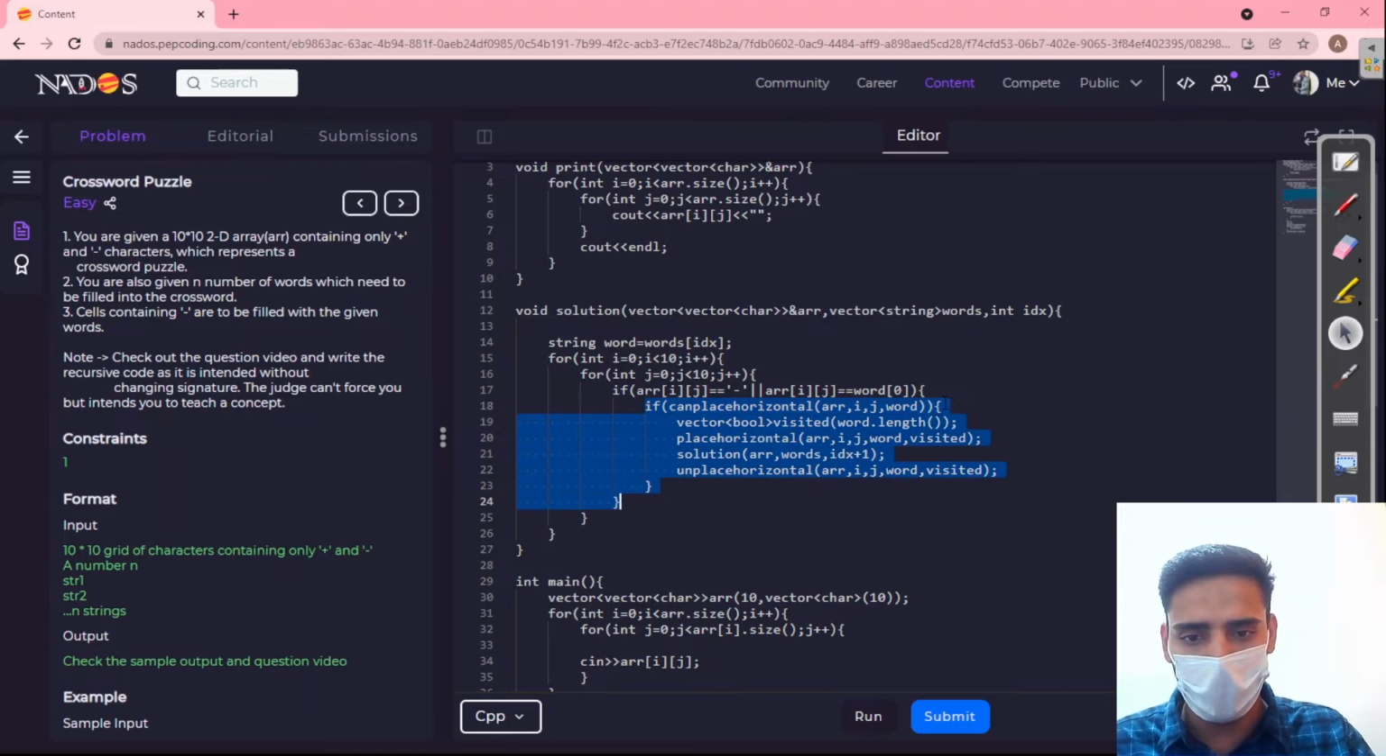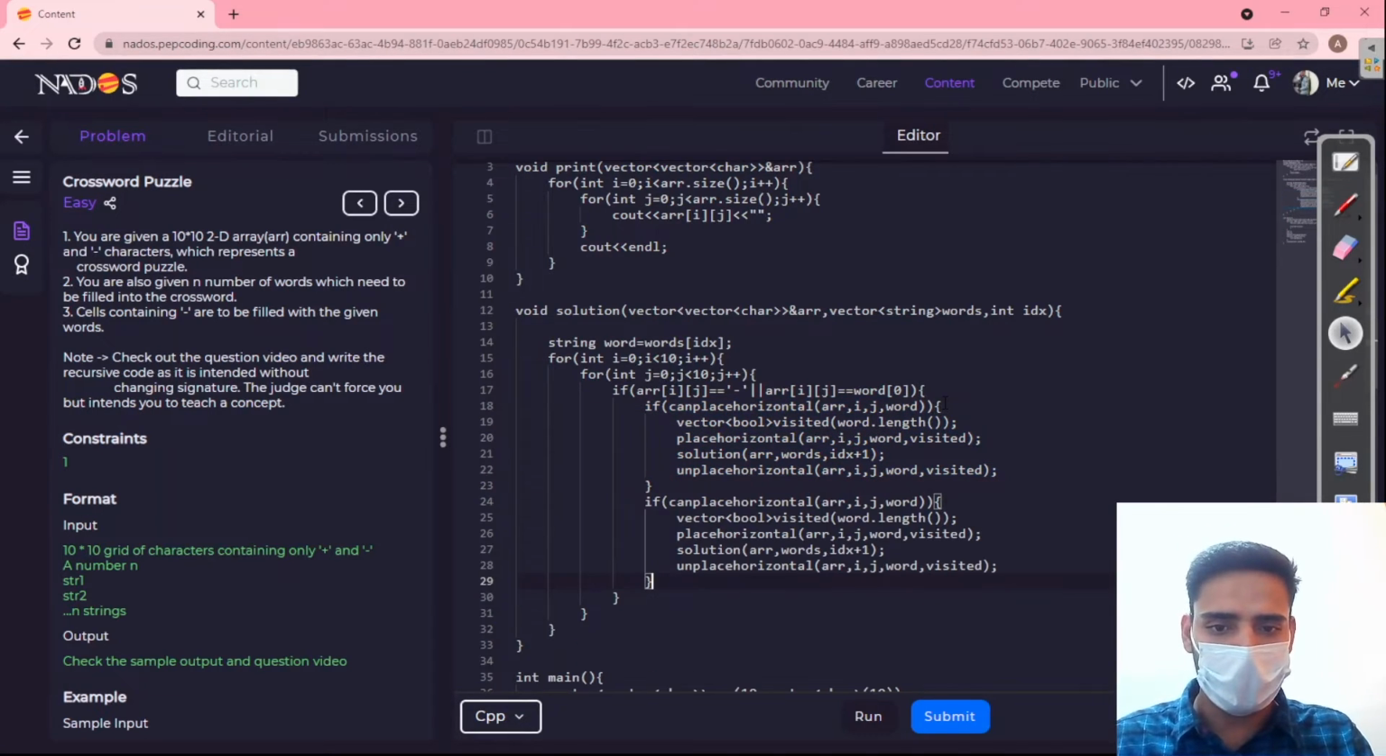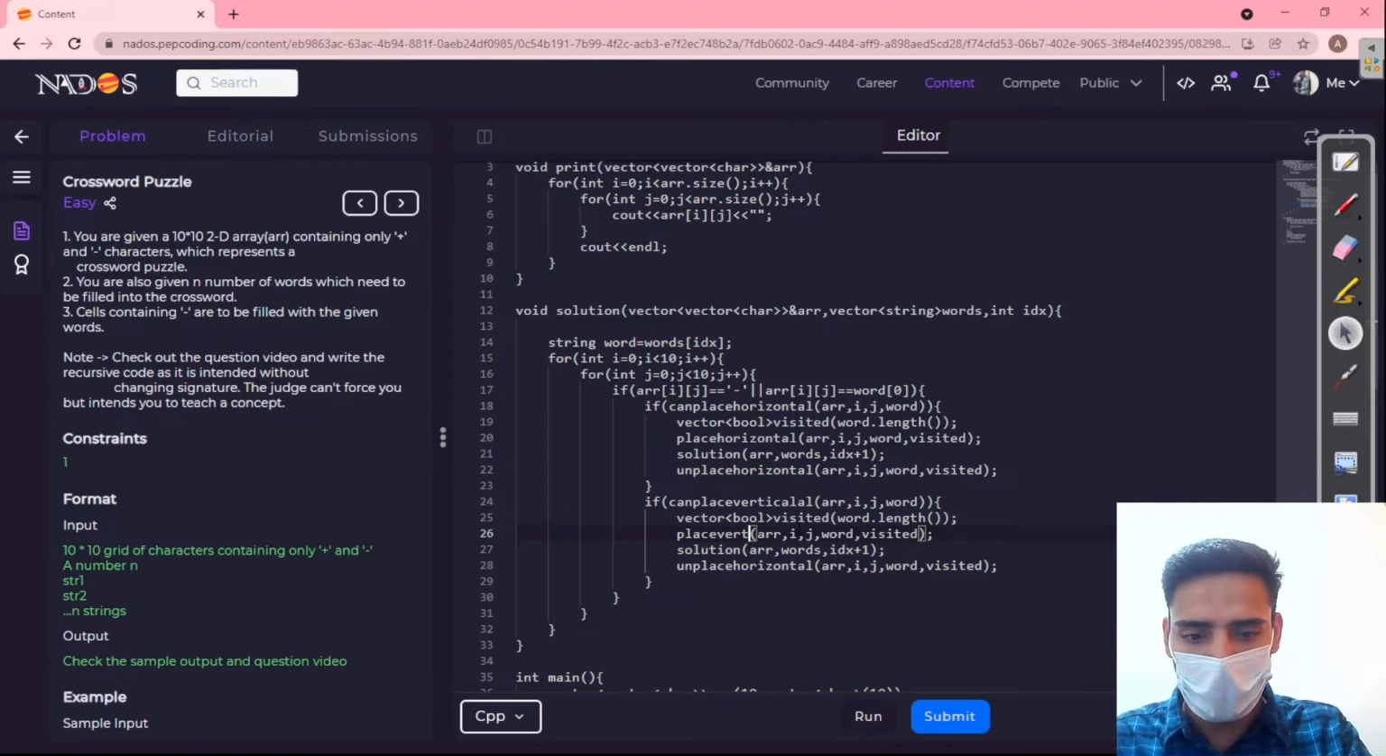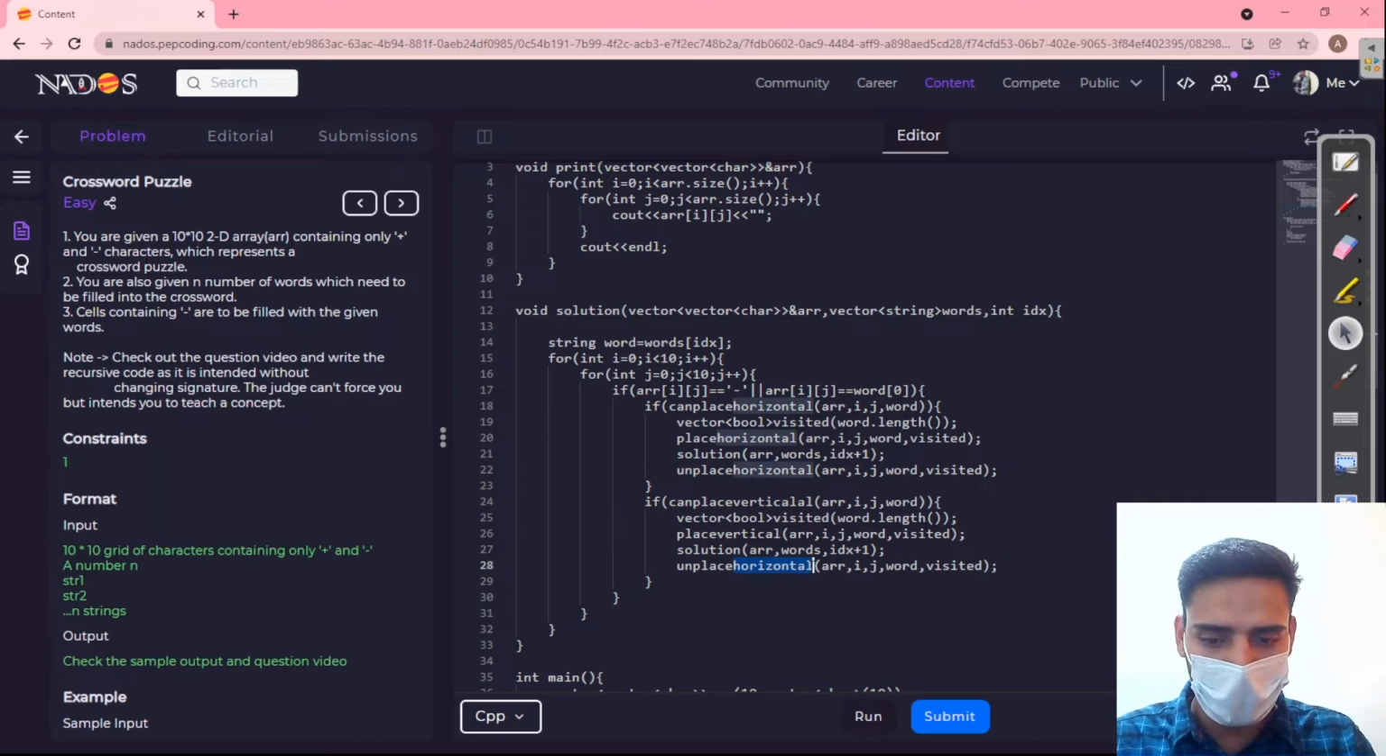The same code is going to happen for vertical as well. So we're just simply going to copy it and paste it. We just have to make some small changes here. Can place vertical, and here also, then place vertical, then unplace vertical. Here, the row, word and visited. Okay, so this is the plan.